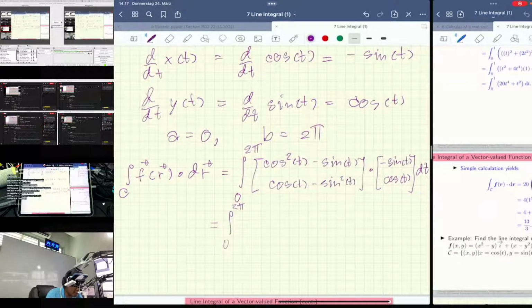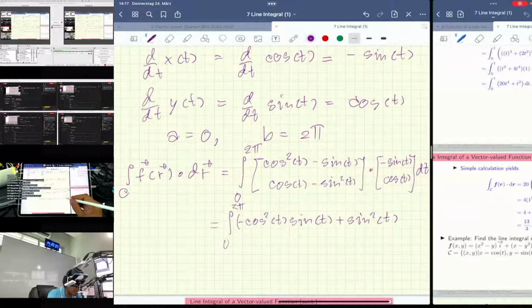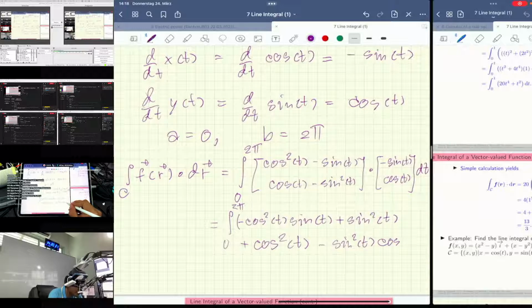Okay, and let's make the dot product from 0 to 2 pi. Oh my god, we have a very long term. Negative cosine squared t times sin t, and here we have plus sine squared t, and the next term will be plus cosine squared t, negative sine squared t, and cosine, and closing parenthesis dt here.